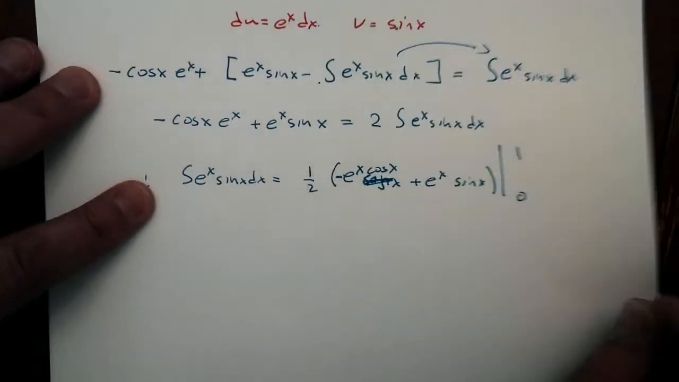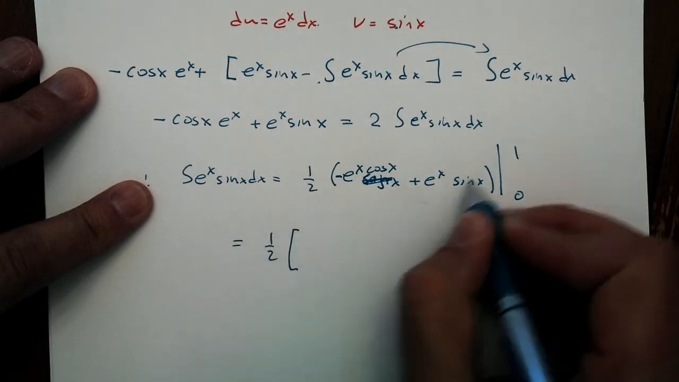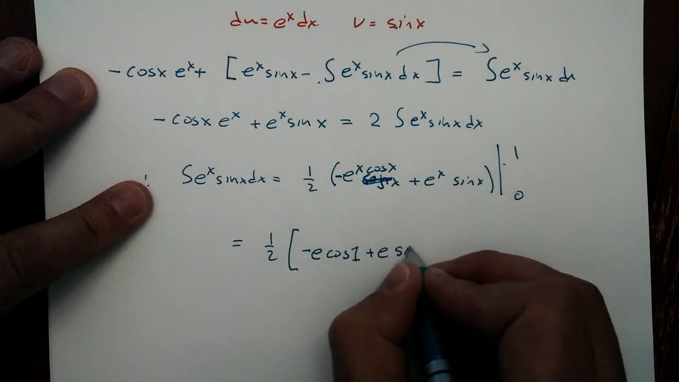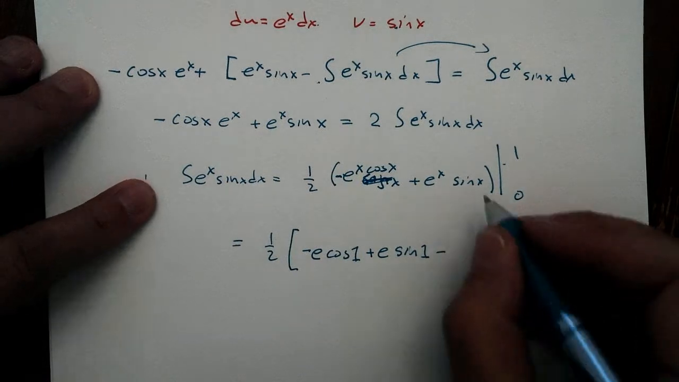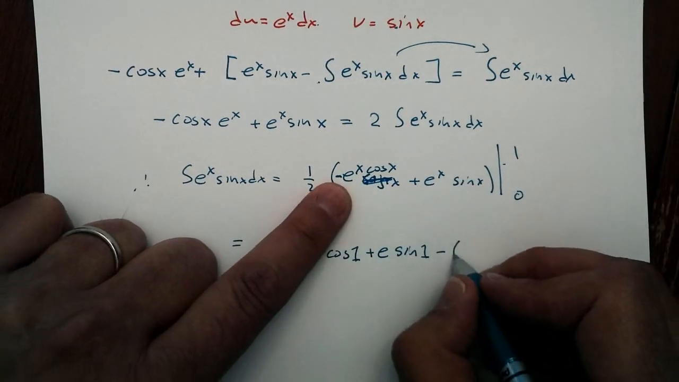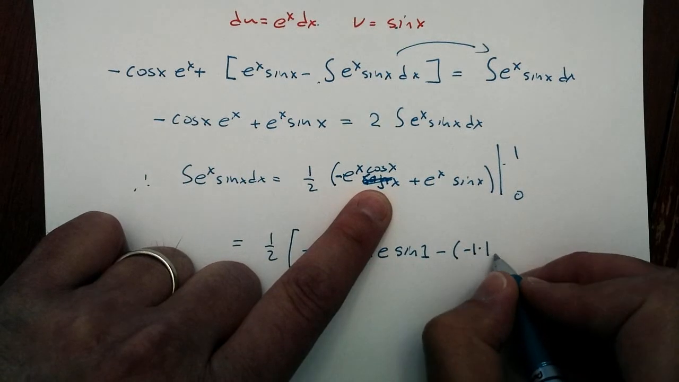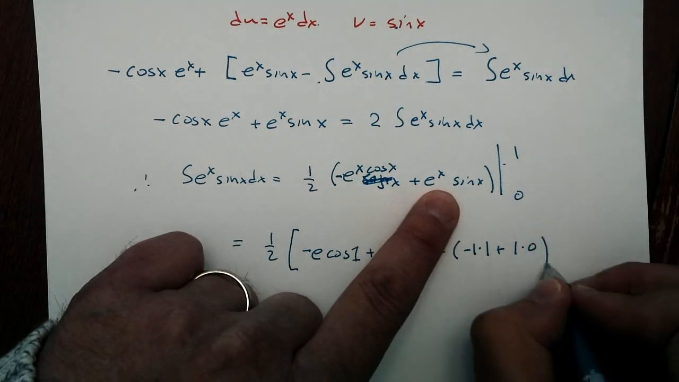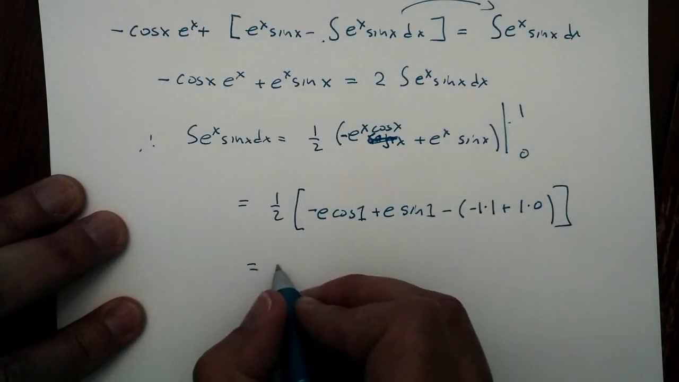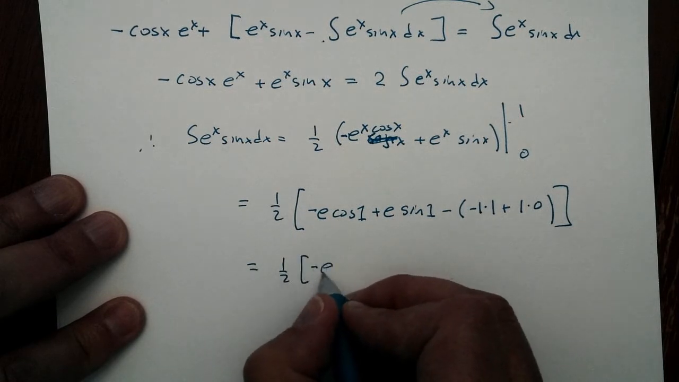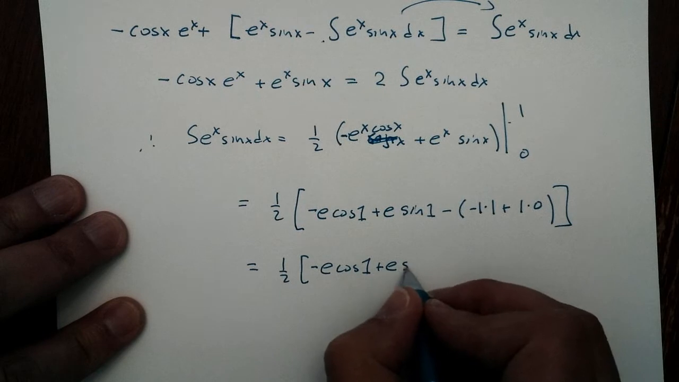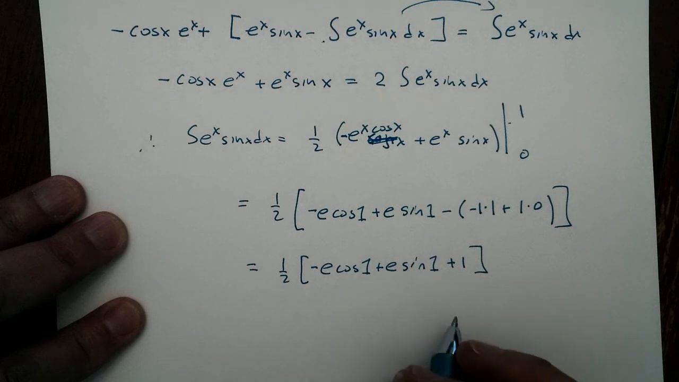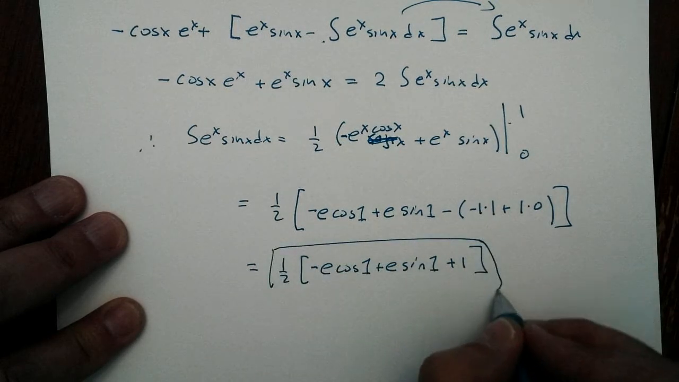And now if we do our fundamental theorem, we would get 1/2, plug in the 1, negative e cosine of 1 plus e sine of 1 minus, plug in the 0: e to the 0 is 1, so that becomes negative 1, cosine of 0 is 1, plus e to the 0, which is 1, times sine of 0, which is 0. And I can simplify this as 1/2 times negative e cosine of 1 plus e sine of 1, and that becomes plus 1. And there's our answer. Slow that down if you need to, okay?